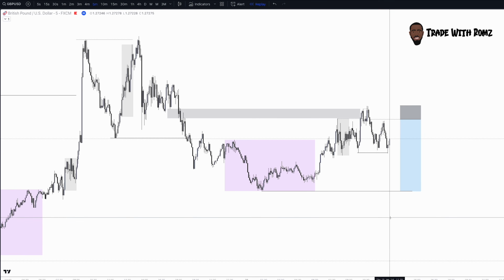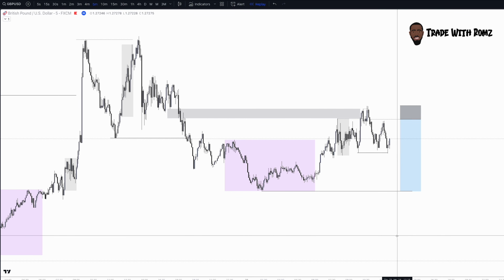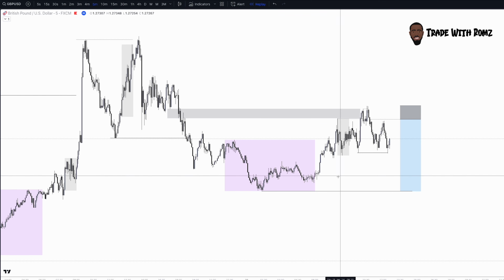It depends on your trading style. It depends on what you're comfortable with, and your edge and your model. There's no one size fits all with what's best for you. So I see that as my first target.